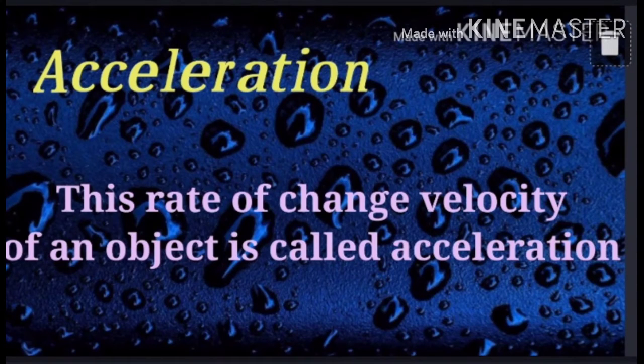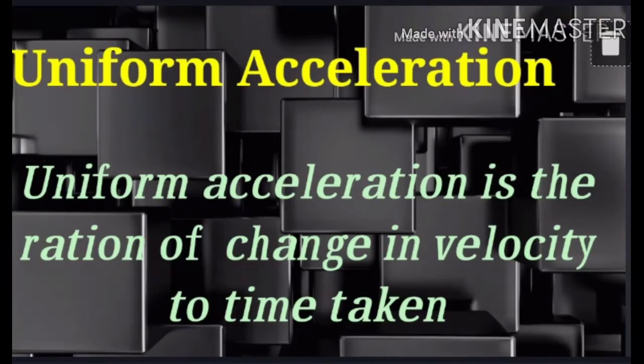So what is acceleration? How can we know that a body is accelerating? The rate of change of velocity of an object is called acceleration. Acceleration is uniform when equal changes of velocity occur in equal intervals of time. Uniform acceleration is the ratio of change in velocity to time taken. The term acceleration applies not only to increasing velocity but also to decreasing velocity.